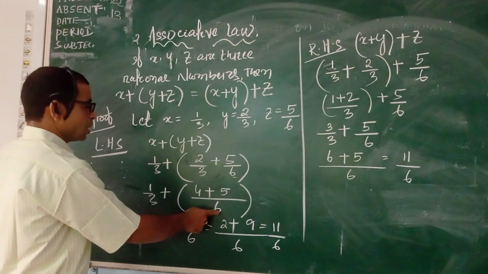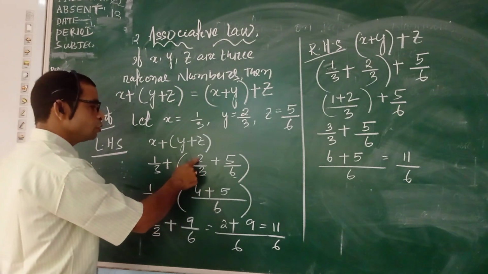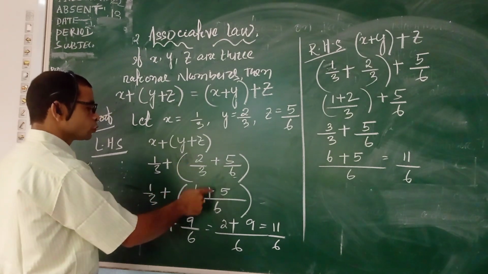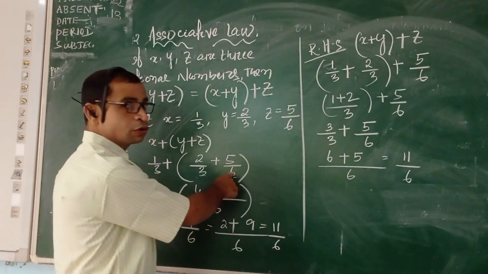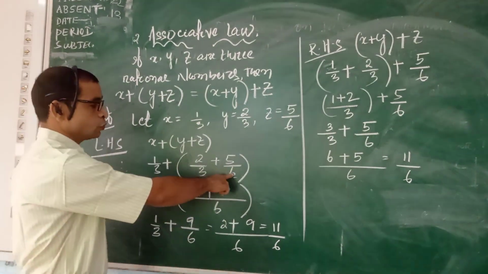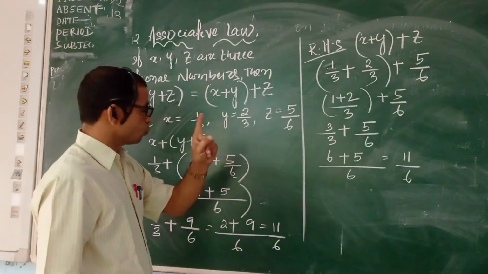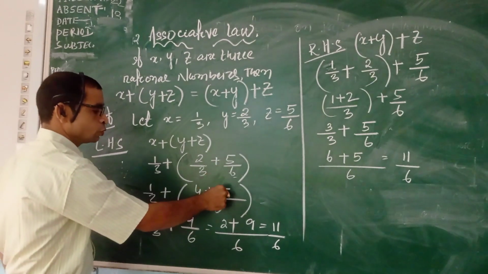Again 6 divided by 3, 2 is the quotient, 2 multiplied with numerator. What is your numerator? 2. So 2 times 2 is 4, plus again LCM divided with second fraction of denominator. What is the second fraction of denominator? 6. So 6 by 6 is equal to 1. Again what quotient we got? 1. 1 multiplied with what is the numerator? 5. So 1 into 5 is equal to 5.